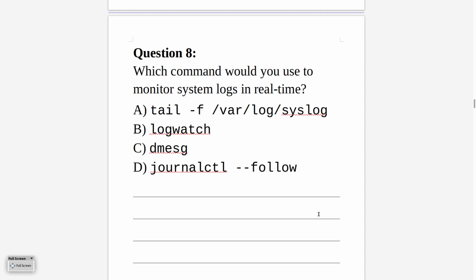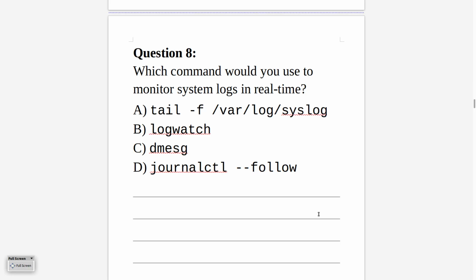Question 8. Which command would you use to monitor system logs in real time? Is it tail -f /var/log/syslog? Is it logwatch? Is it dmesg? Or is it journalctl --follow? Okay. Well, it's not logwatch. I'll say that first of all.